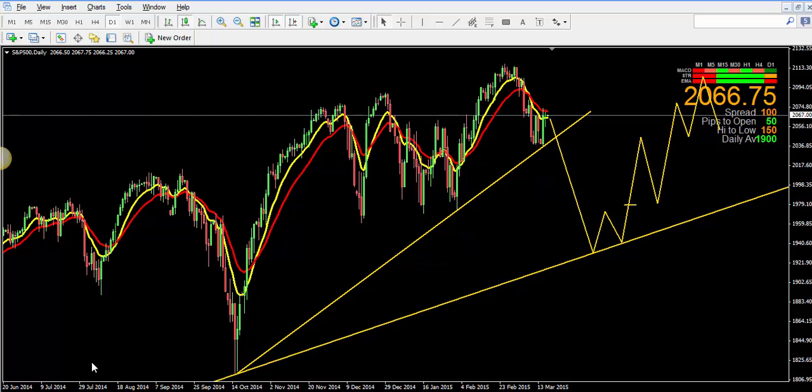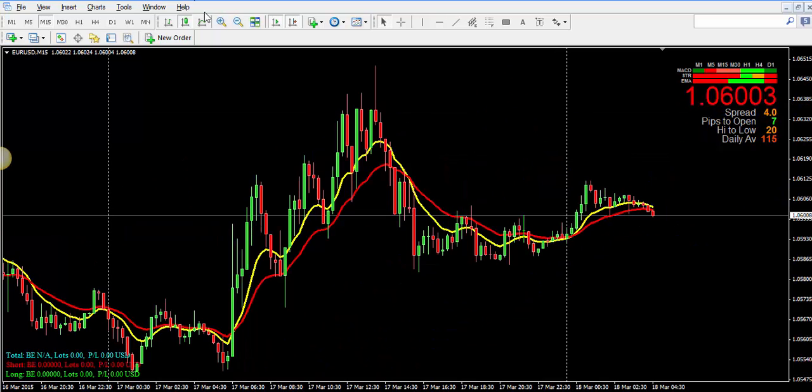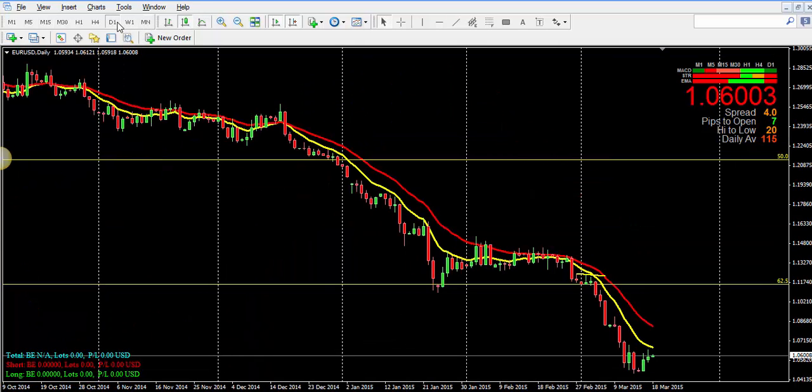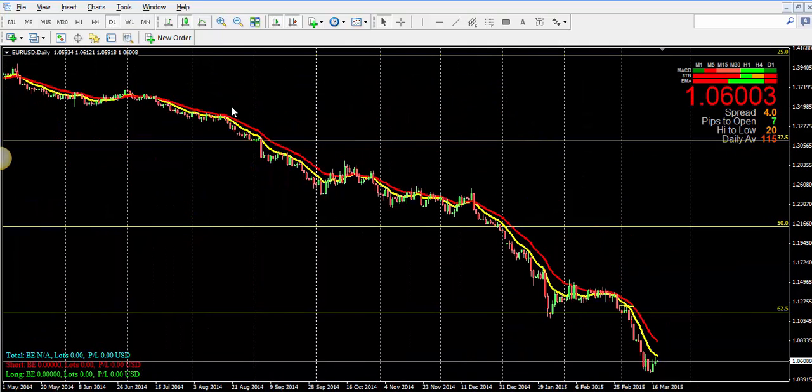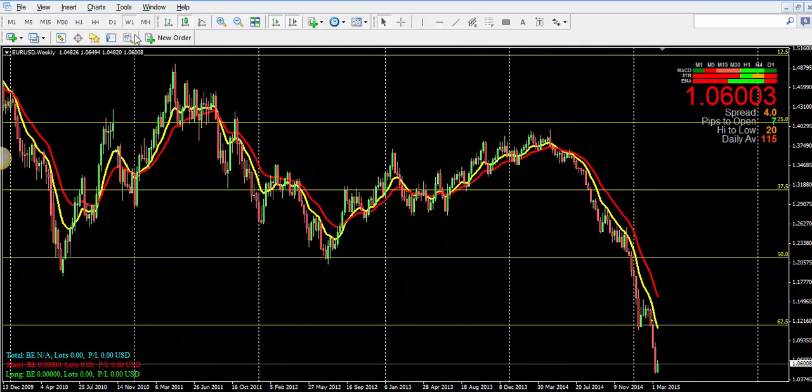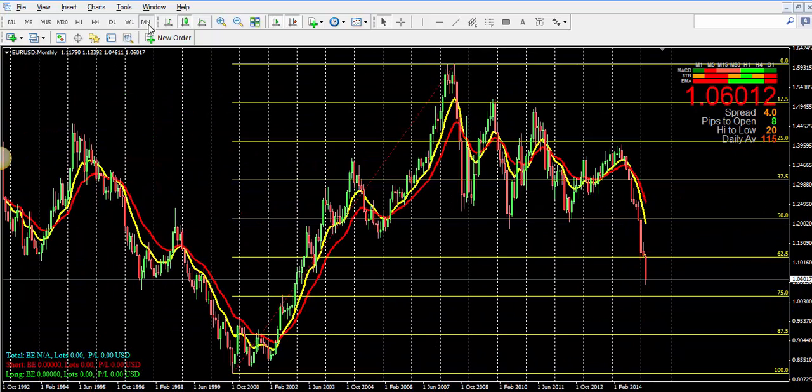I'll also cover euro dollar for you. Let me switch to the weekly chart. This is what I'm saying. This is a monthly chart. We are approaching the 75% area. This is the low from 2000. Okay, and we are strongly bearish in the European market.